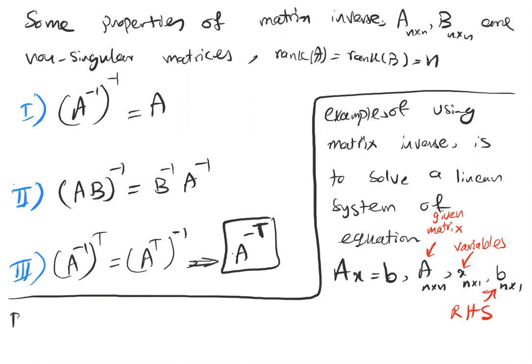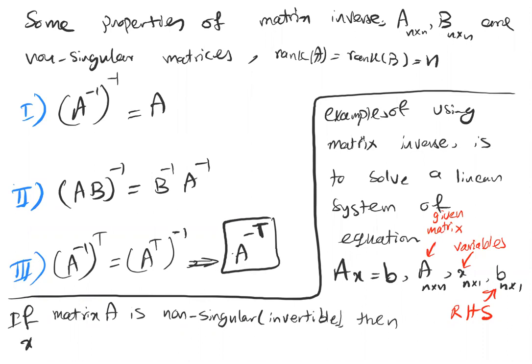So if matrix A is non-singular, which means its inverse exists, so it's invertible, then our variables x, which is a vector of variables, is equal to A inverse multiplied by B. So this is the first application of matrix inverse. But in this scenario, we talked about A, which is a square matrix.